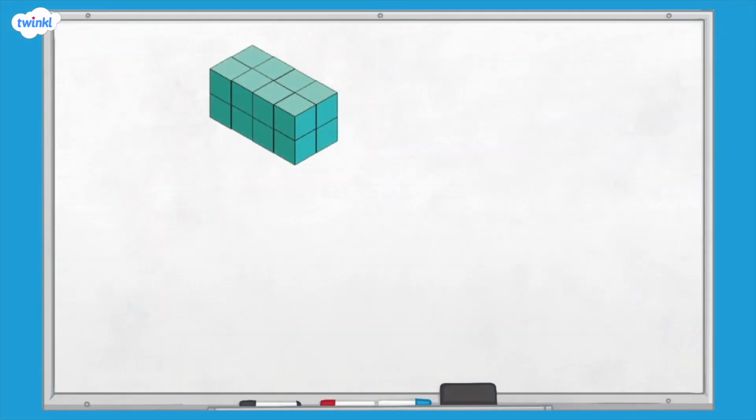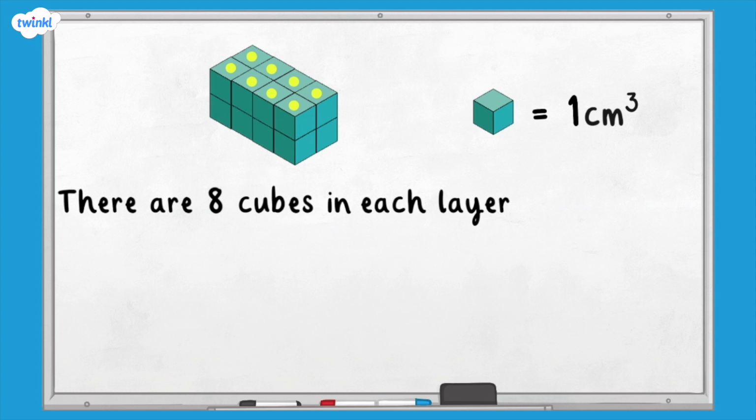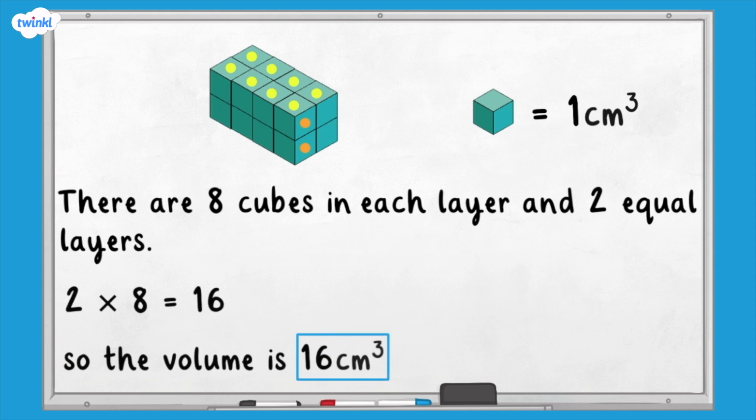In this cuboid, each cube is 1 cubic centimetre. There are 8 cubes in each layer and 2 equal layers. So the volume of the cuboid is 16 cubic centimetres.